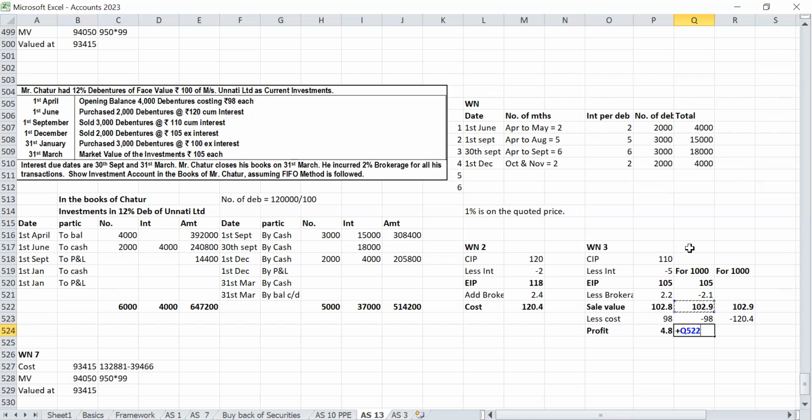So profit or loss? For first 1,000 profit and next 1,000 it's loss. So this into 1,000, this into 1,000. So net loss 12,600 loss. Yes, sir. Bharat, explain again.